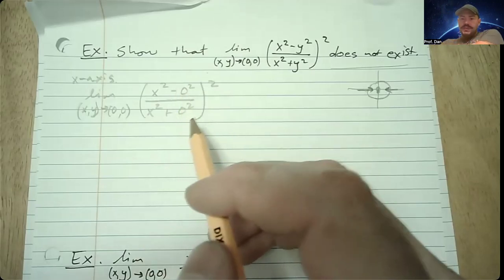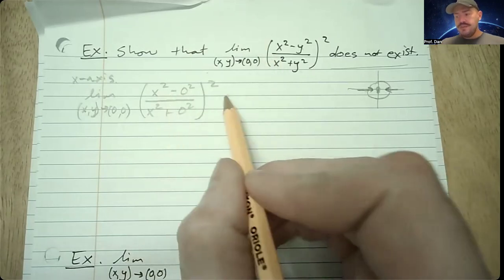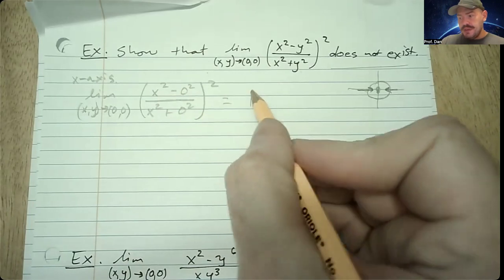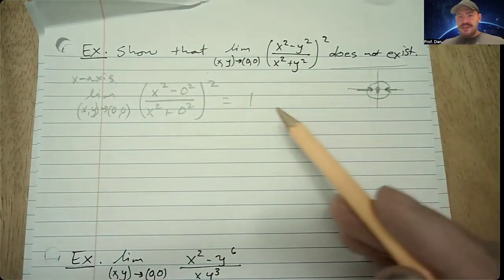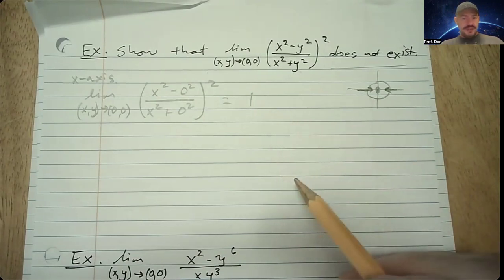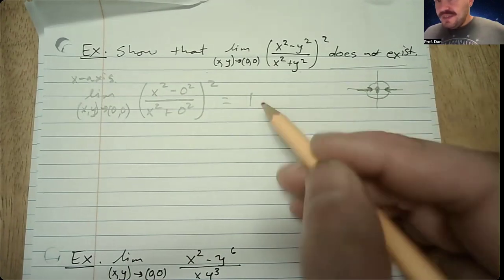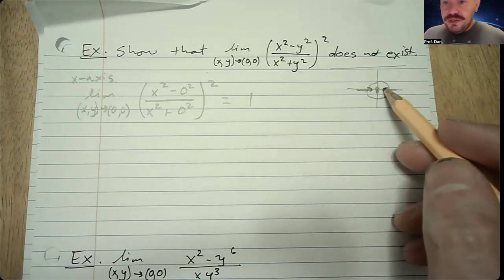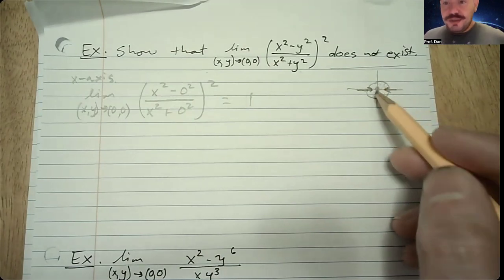And if I were to do that, I would notice that this becomes x squared over x squared, which is also known as 1. Squared would be 1. Caveat: if you find that this equals something else, this does not actually mean that the limit is equal to that number. Because you have to consider that you can approach this point from literally anywhere on that circle.